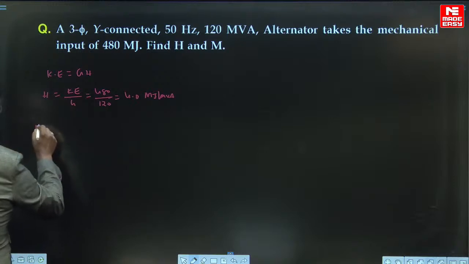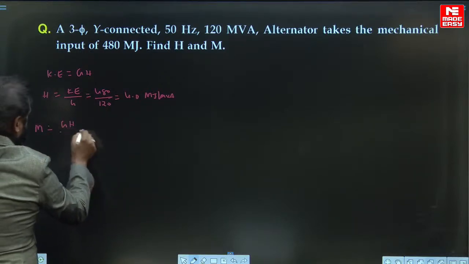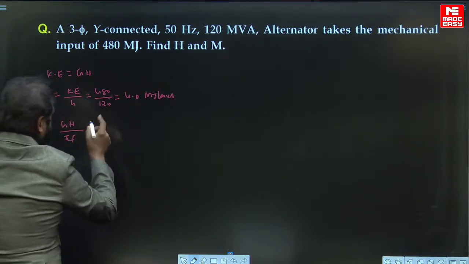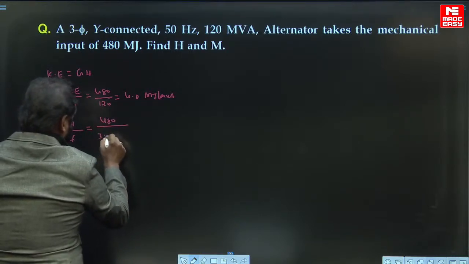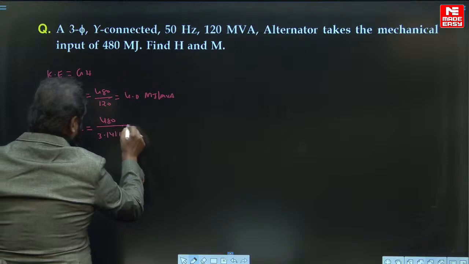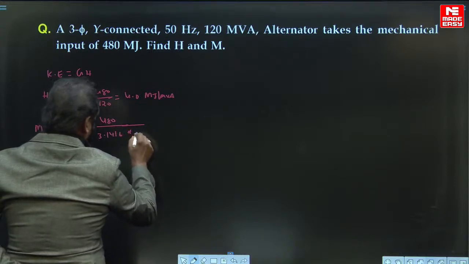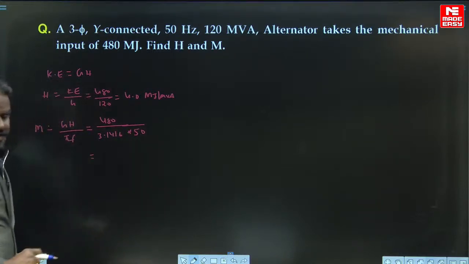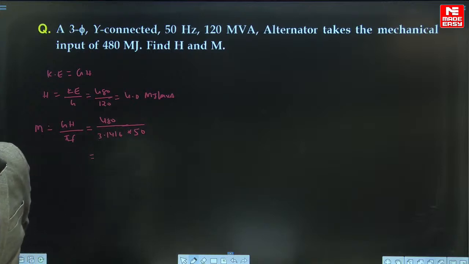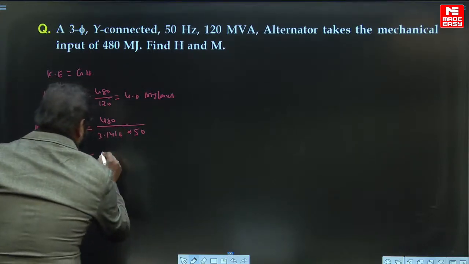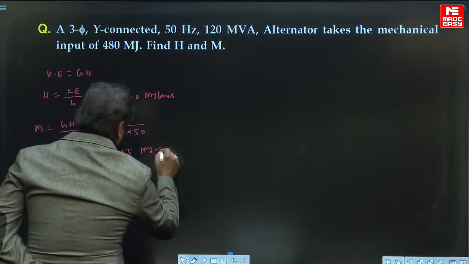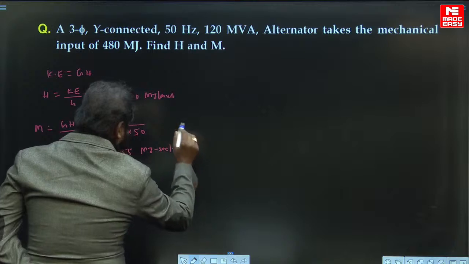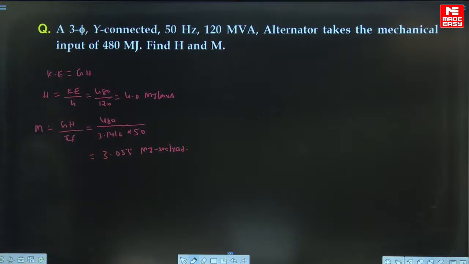And M equals what? GH by pi F. That equals 480 divided by pi, you need to substitute in radians, 1.16. Sometimes they will specifically ask to substitute in degrees, then you can substitute degrees. Otherwise, you have to substitute in radians only. That equals 3.055 megajoule second per radian. This one is a simple question.